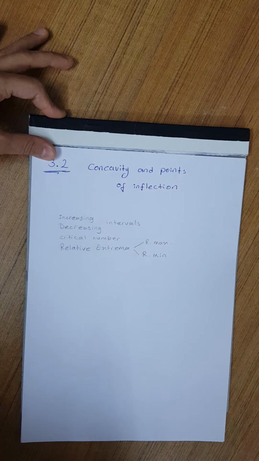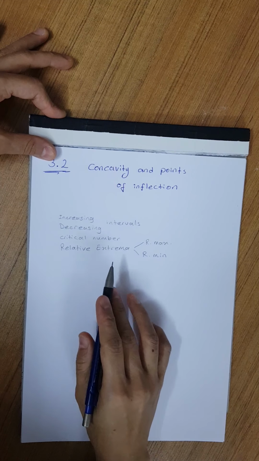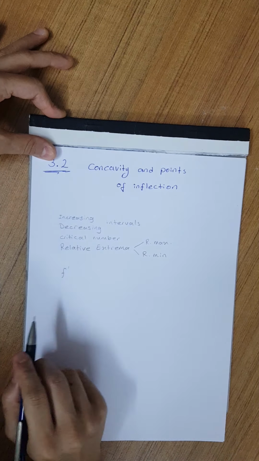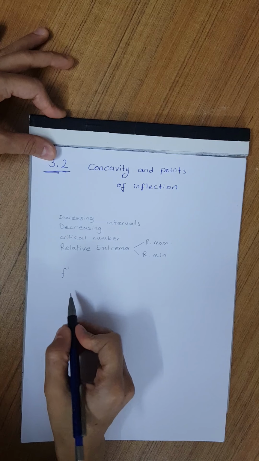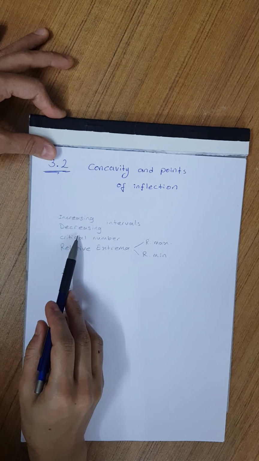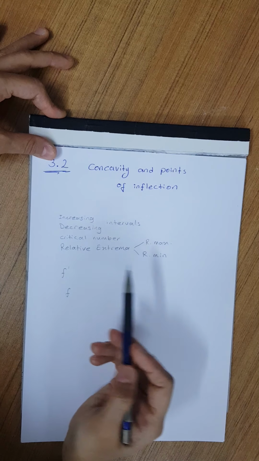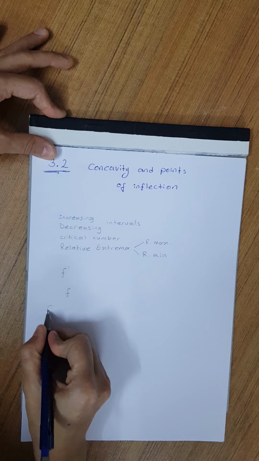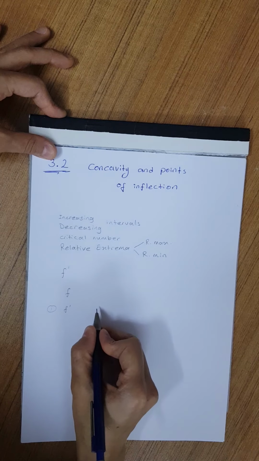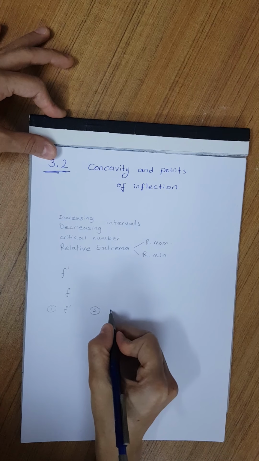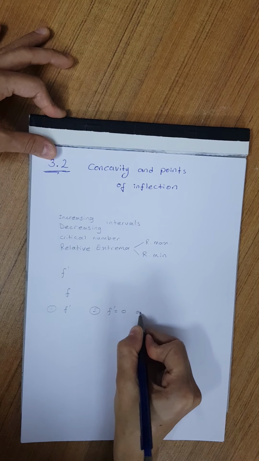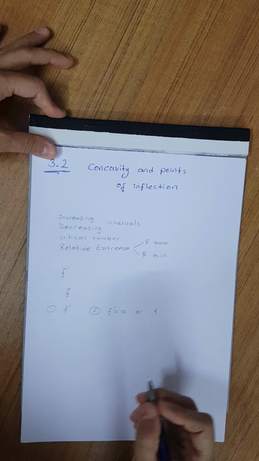We had a procedure for finding this, and in general, when we were talking about those things, we were using the first derivative of the function. How was the procedure? If you have a function f and it is required to find increasing intervals, decreasing intervals, critical numbers, and relative extrema, the first step is to find the first derivative of the function. And then we were finding those numbers that make the first derivative equal to 0 or f prime does not exist.